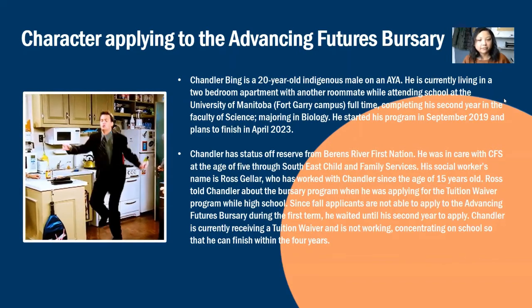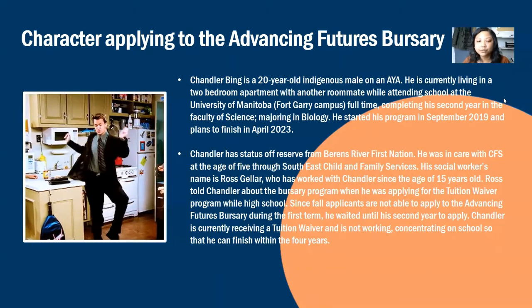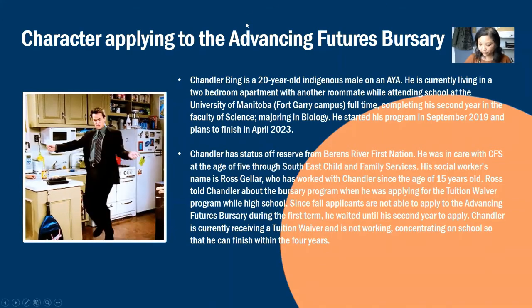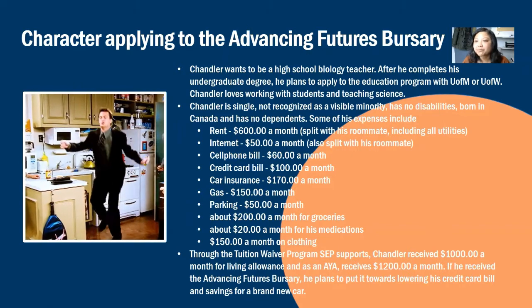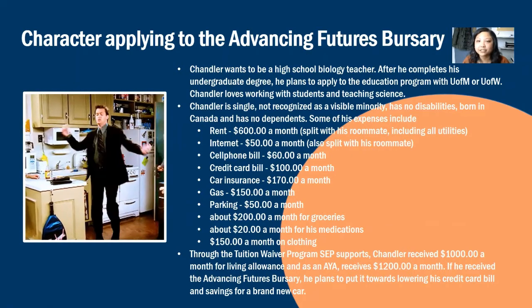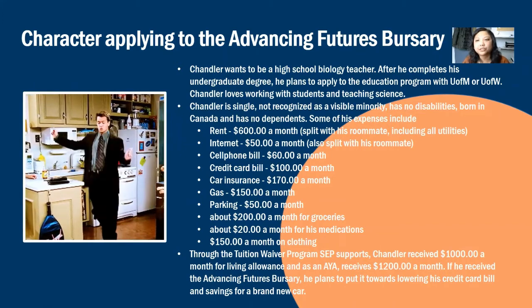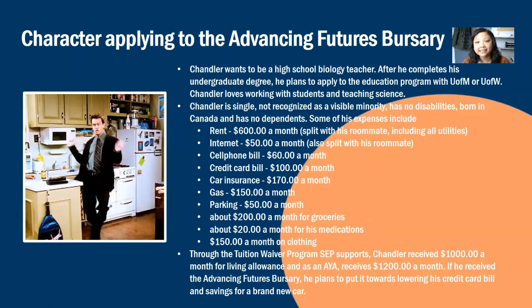Chandler is currently receiving a tuition waiver and is not working, concentrating on school so that he can finish within the 4 years. Chandler wants to be a high school biology teacher. After he completes his undergraduate degree, he plans to apply to the education program with U of M or U of W. Chandler loves working with students and teaching science.